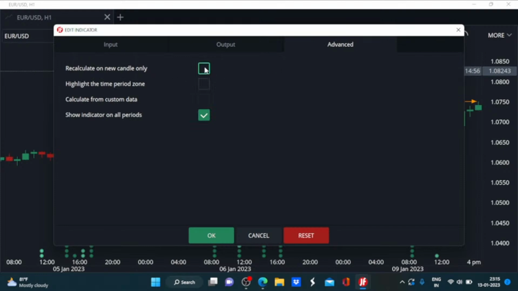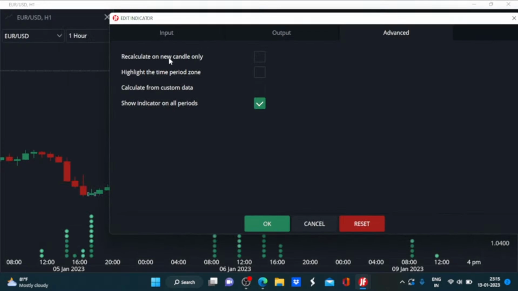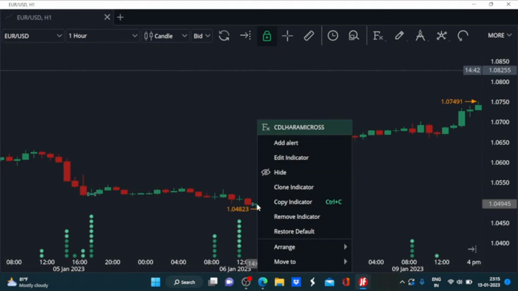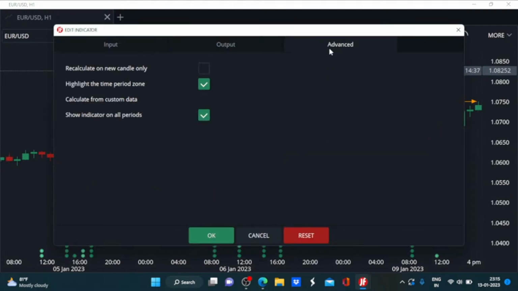Then comes the advanced editing option, recalculate on new candle only, so you can go for that. If you want to highlight the time period zone, that can also be done, so you get this highlighting of these two candle formation. Calculate from custom data. As I said earlier also, we can't really customize the calculation, that part is fixed. Then show indicator on all the periods.